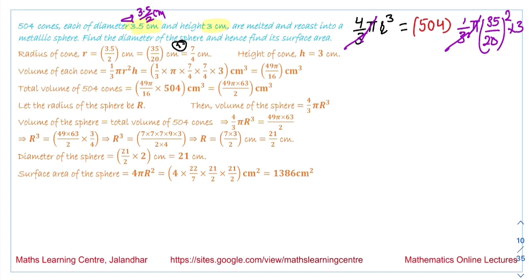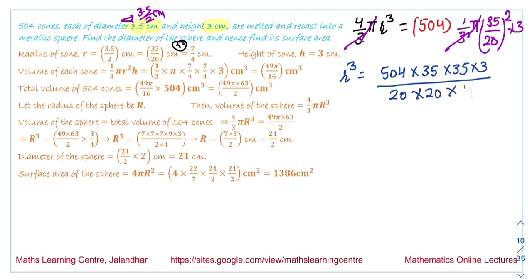So this 3 and 3 get cancelled, pi and pi get cancelled. So r cube is equal to 504 into 35 into 35 into 3 divided by 20 into 20 into 4. When we divide these values, we get 7 over here and 4 over here. Now if we look at the term 504, we can write it as 72 into 7.